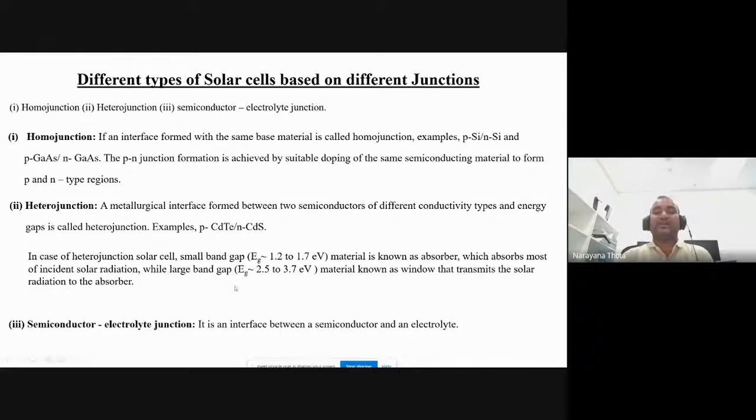So the other material is the large band gap material. This is called the window material or buffer material, which transmits most of the spectral solar radiation to the absorber.